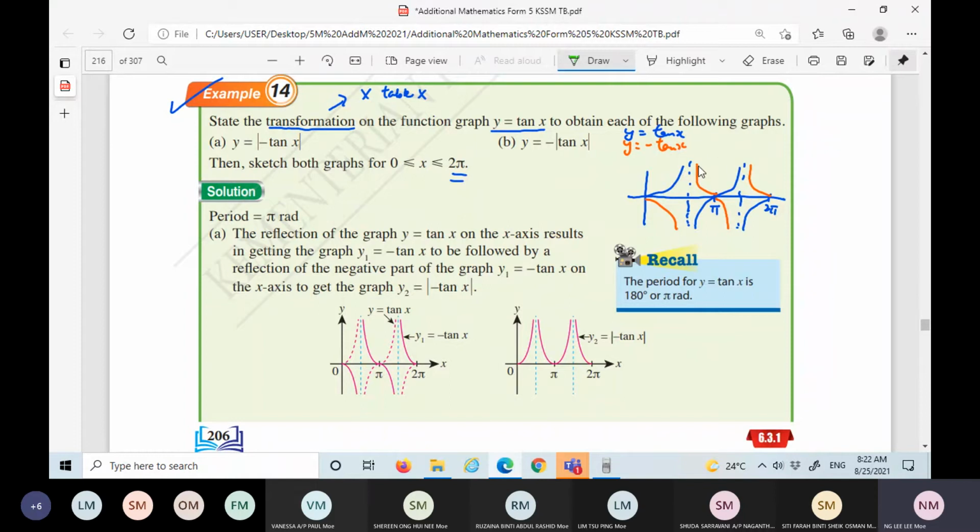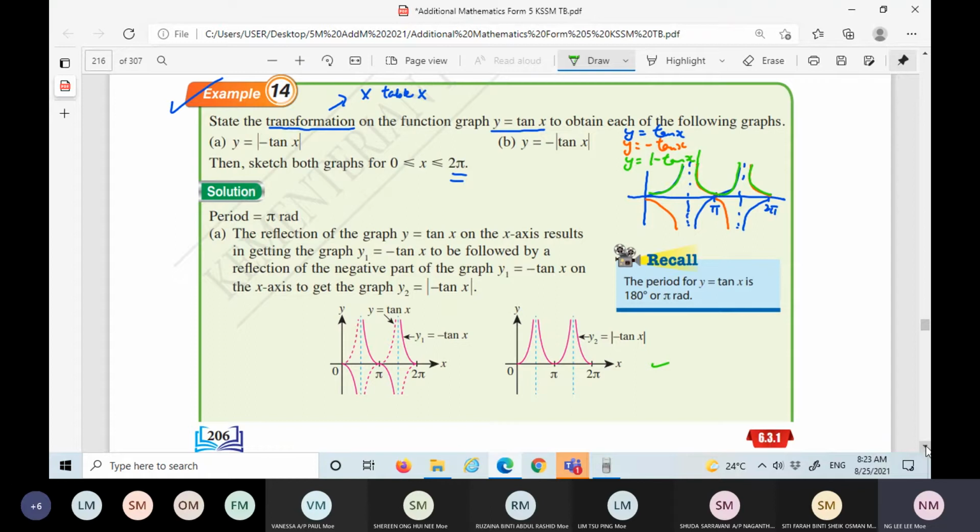So I trace on top of the red one, the positive remains. The red one, the negative will come to the positive, so this one comes back to here. So the green one is the final answer already: modulus of negative tangent x. So this is for A. Now we go to B.